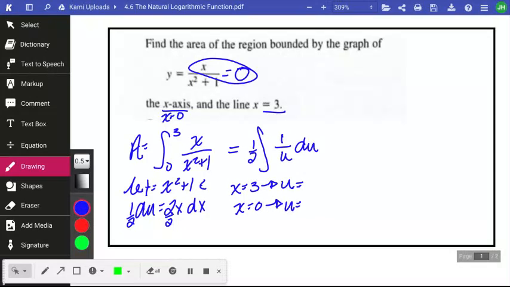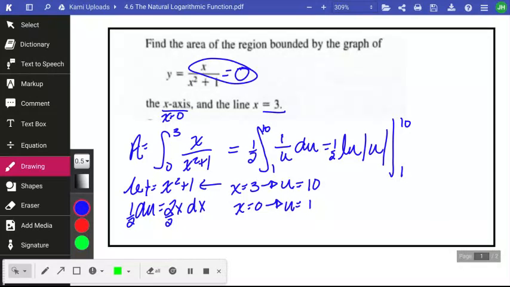And I'll just plug those x values in here. So x equals 3 would be 3 squared plus 1 is 10, so that upper limit is going to be 10. And x equals 0, I'll plug it in and get 1. And so then I'll have 1/2 natural log absolute value of u evaluated from 1 to 10. I don't need the plus c because it's a definite integral.